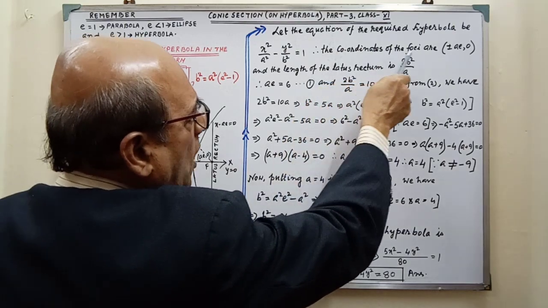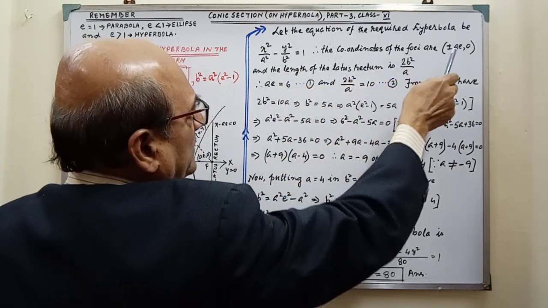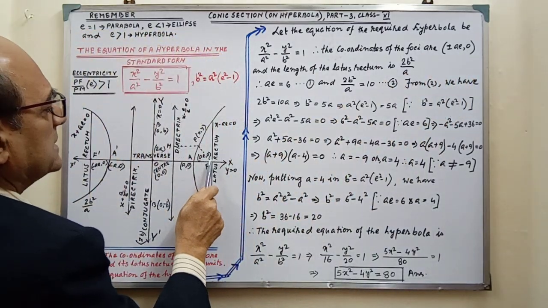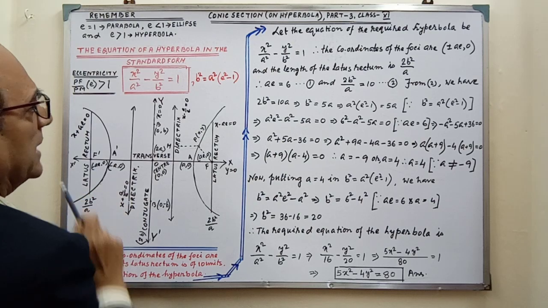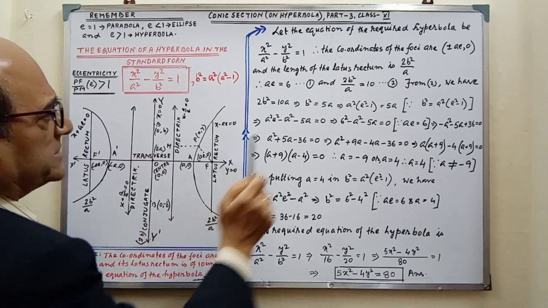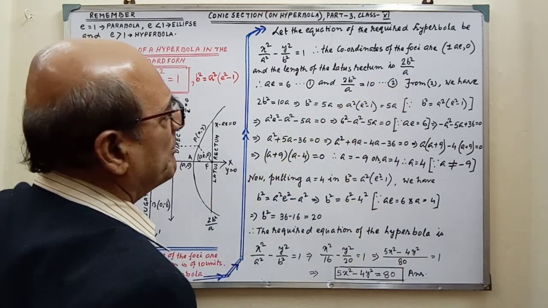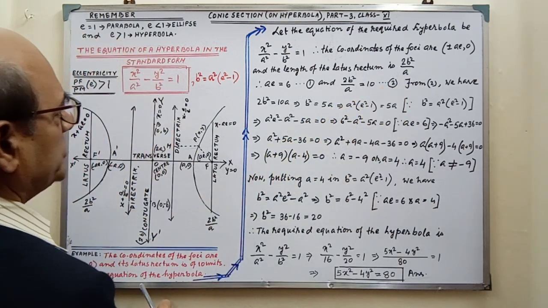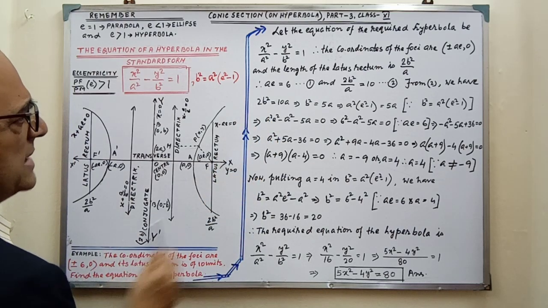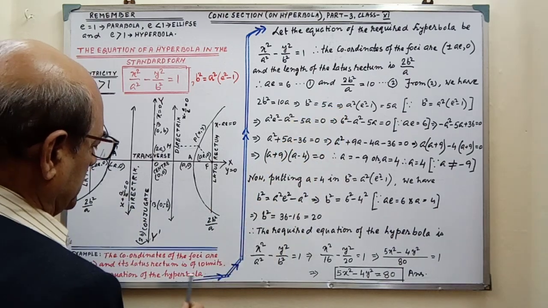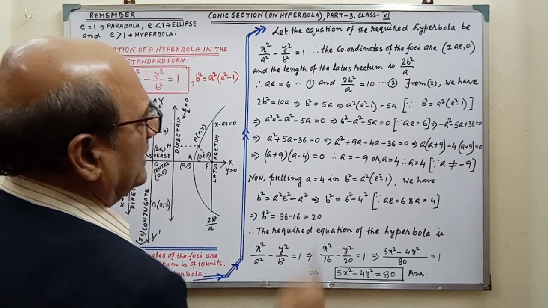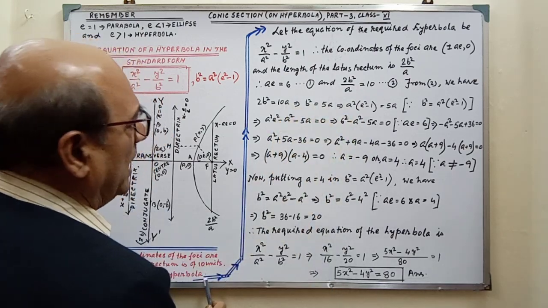Therefore, the coordinates of the foci in case of standard form are plus minus ae, 0, the right side plus and the left side minus. And the length of the latus rectum is 2b square by a. According to the question, ae equal to 6, that is given, plus minus 6. And the latus rectum is 10 units, so 2b square by a equal to 10. We are getting these two equations from the problem.